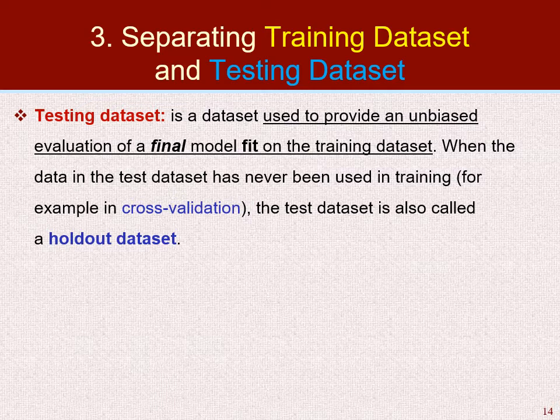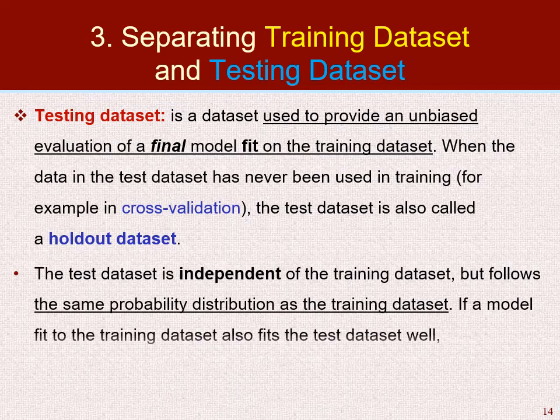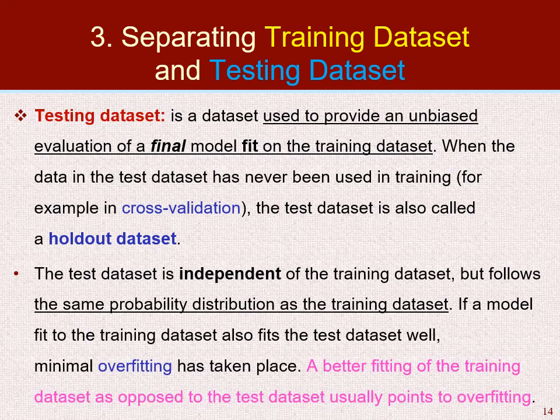A dataset can be repeatedly split into a training dataset and a validating dataset when you hold out the testing dataset. This is known as cross-validation, which we're going to talk about later in this course. The test dataset is independent of the training dataset but follows the same probability distribution as the training dataset.